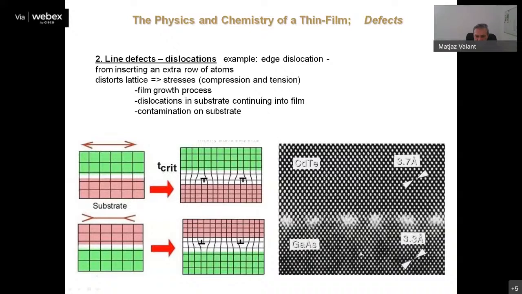Below, you see the pattern of these atoms, these white dots, is different than the pattern of the upper white dots. The pattern is wider in the upper part of the picture. And that mismatch is now compensated by formation of dislocations, and we see a very periodic line of these dislocations on the interface.